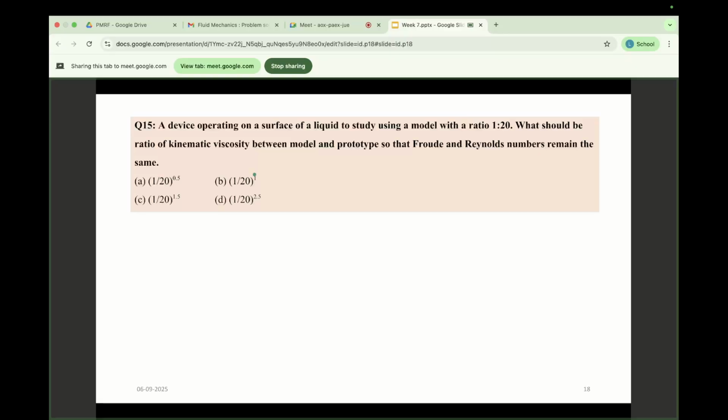So in this question, the approach is that both the Froude number and Reynolds number should be the same. That means I'm talking about this concept of model and prototype. So use both formulas of the Froude number and Reynolds number. You will get the ratio of kinematic viscosity, which you need to find out. Okay, so please try.